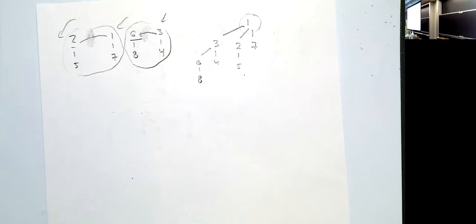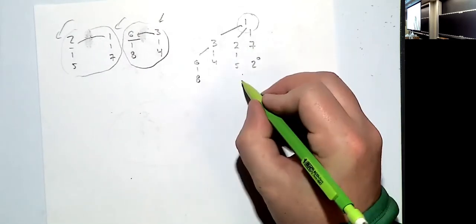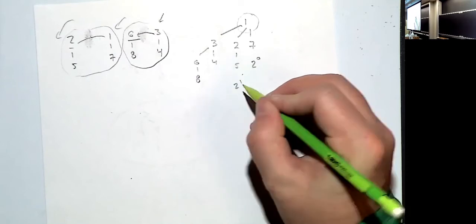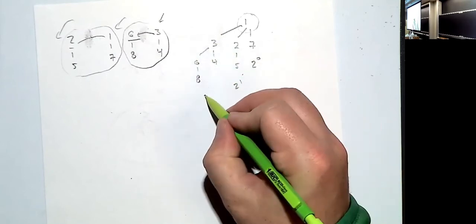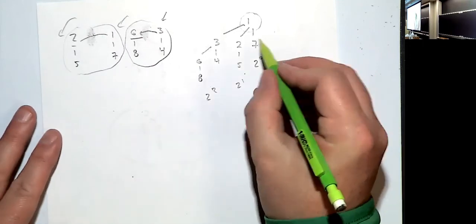And you're going to see that the remaining elements are going to be in powers of 2. So 7 by itself is 2 to the 0. 2 and 5 is 2 to the 1. 3, 4, 6, and 8 is 2 to the 2. So the final ordering will be just this in order.